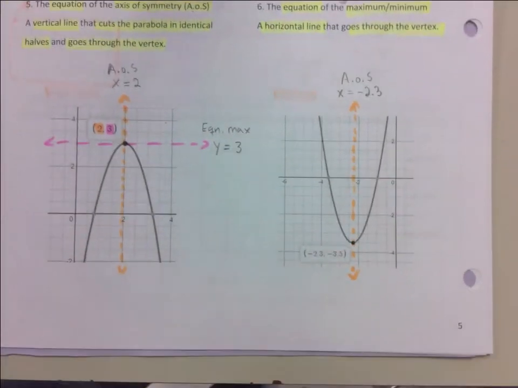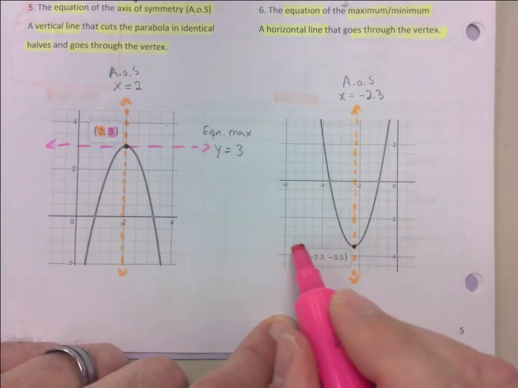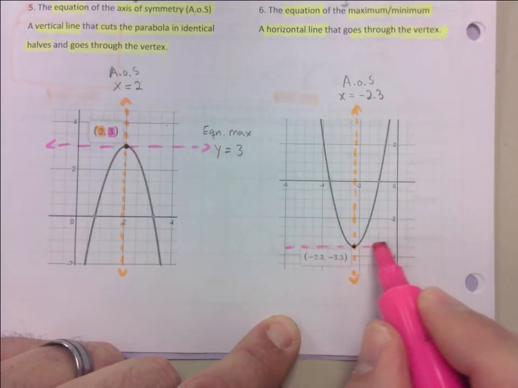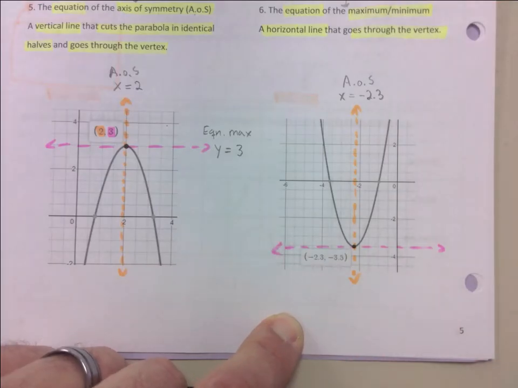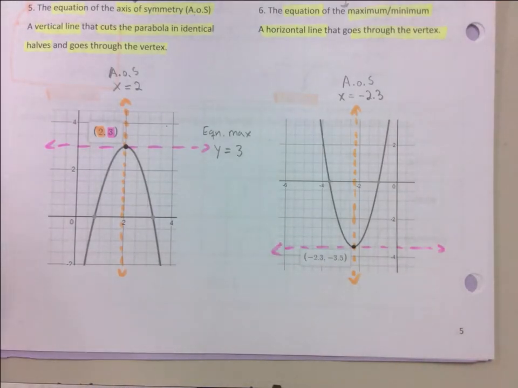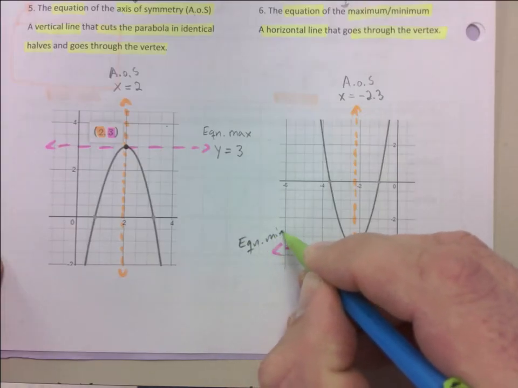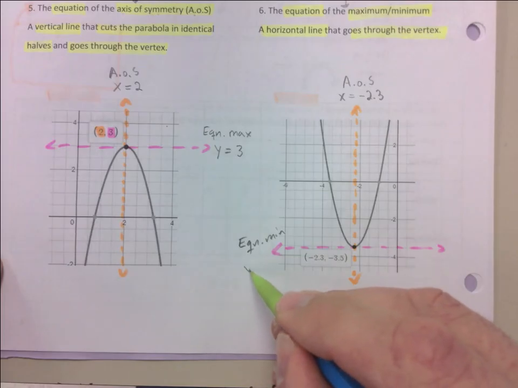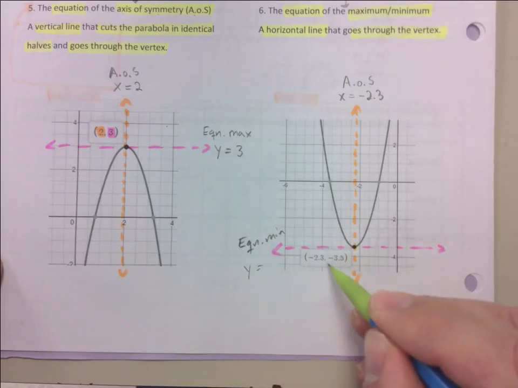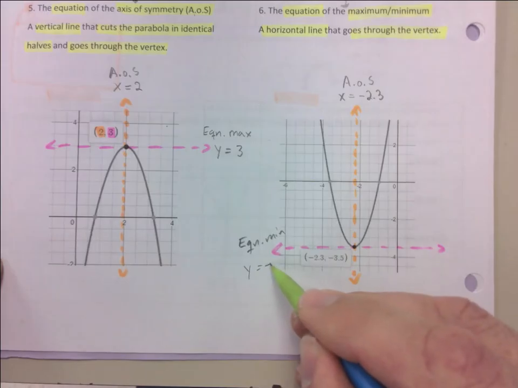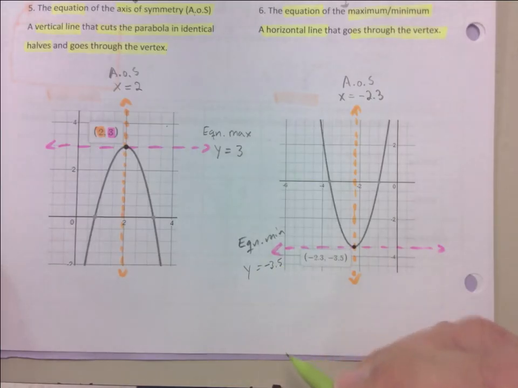Go down to this one. At the vertex, there's a horizontal line that crosses it. What kind of equation is this one? Equation of the, yes. And this is y is equal to the y value of the vertex, which is negative 3.5. It's a constant. Both of them are constant functions, right, guys? They're constant. They're staying put.